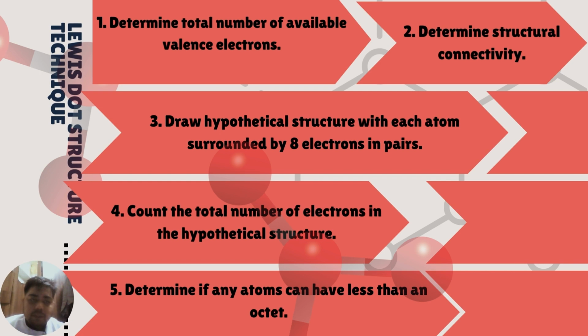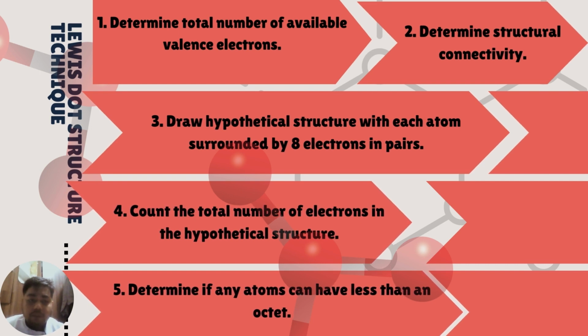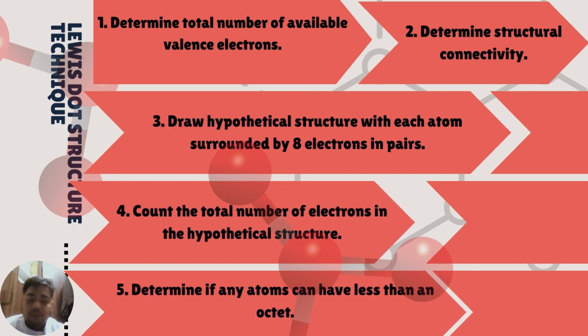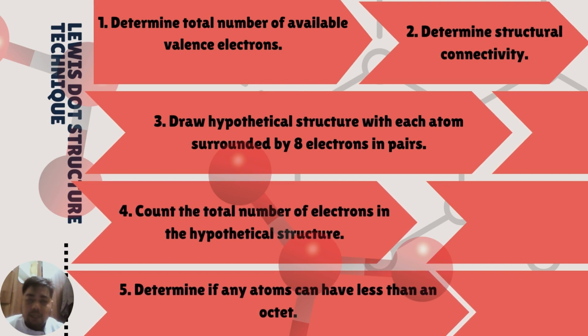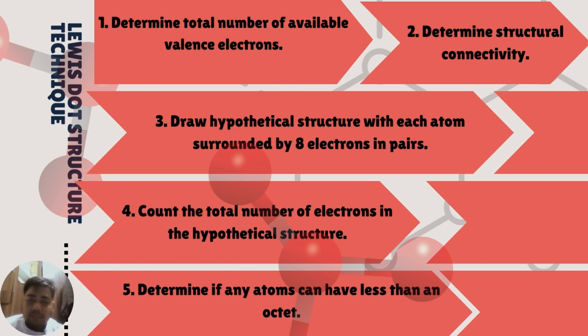Steps in Lewis dot structure techniques. The first step is to determine the total number of available valence electrons. In this step, we determine the total number of valence electrons available. Each atom of the representative elements contributes a number of electrons equal to its group number. For example, 1A, 1 electron, 2A, 2 valence electrons, up to 7A.